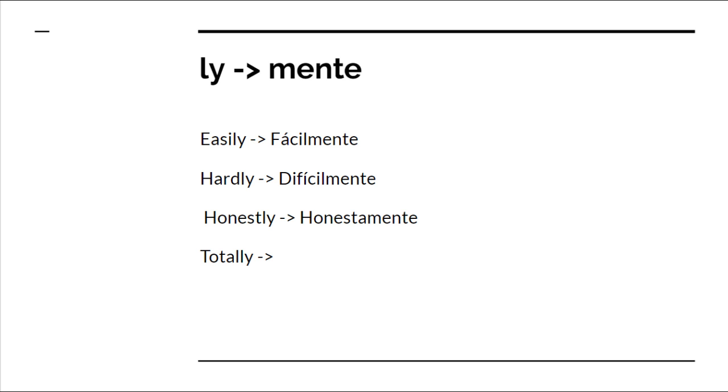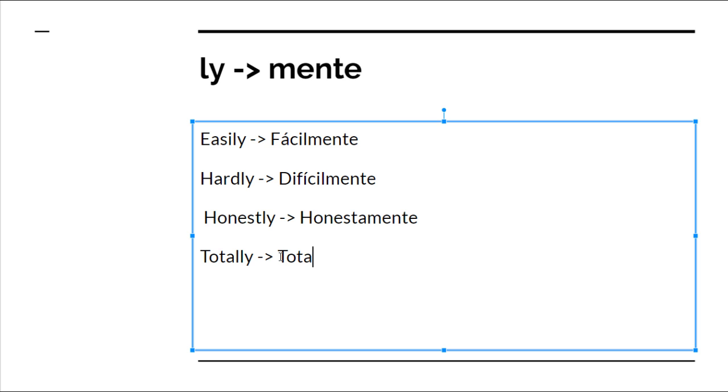It's the same thing with hardly. If you know that hard in Spanish is difícil, and you know that "ly" is "mente," well, hardly is difícilmente, okay? And that's pretty much it. Something similar happens with honestly. Honestly, honestamente. So that "ly" at the end transforms into "mente." So now a challenge for you is to figure out how you would say totally in Spanish. It's exactly the same rule. You're following exactly the same rule. How would you say totally in Spanish? So totally would be simply totalmente.